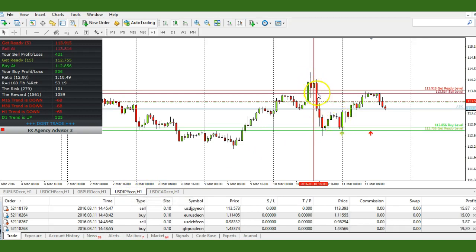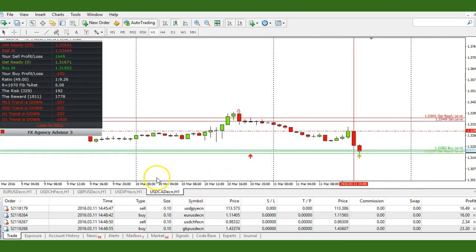USD yen. Yesterday sell off. There was a retracement, and that was the entry right there. The market's in an uptrend on the daily chart, but this is a retracement from yesterday's sell-off. So we're going to stay in this trade with our stop loss above that 113.90 area.